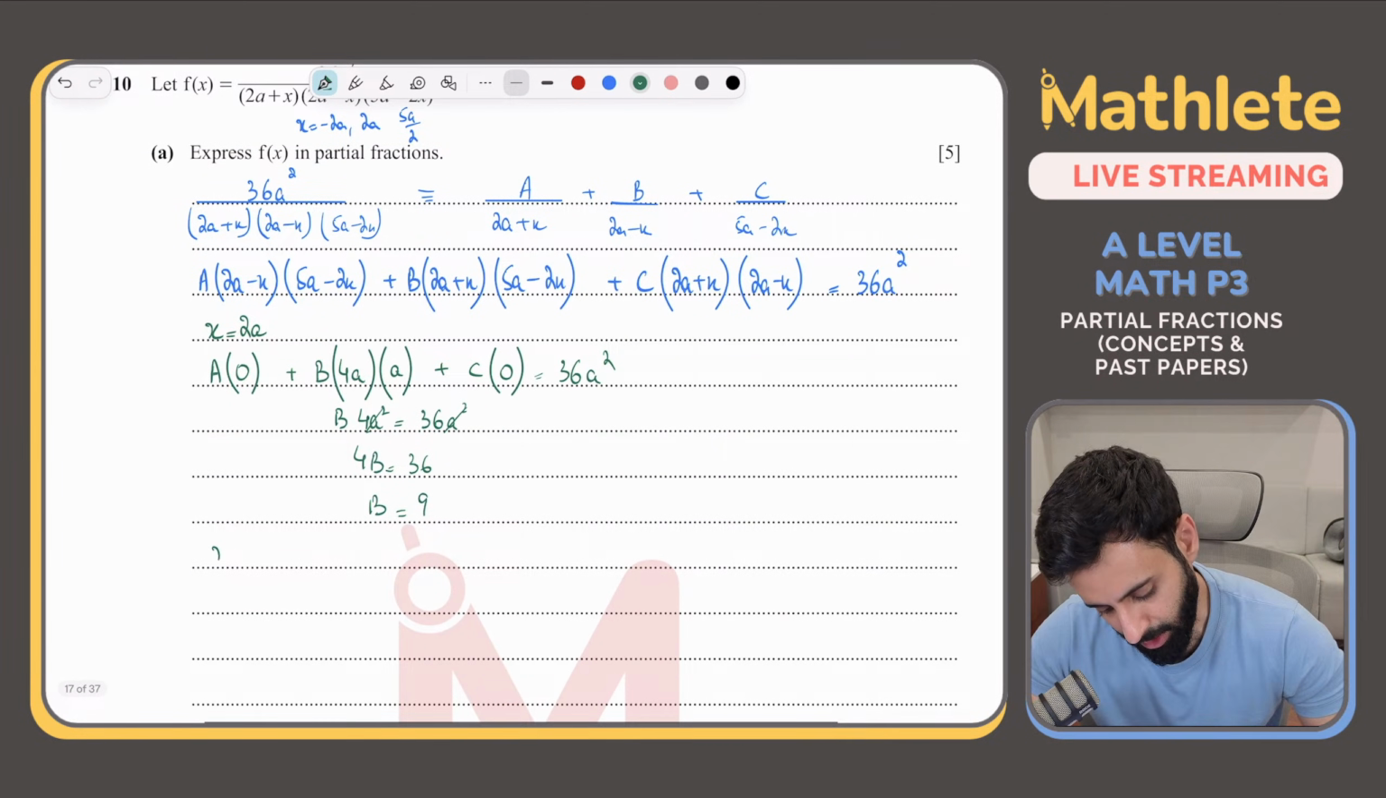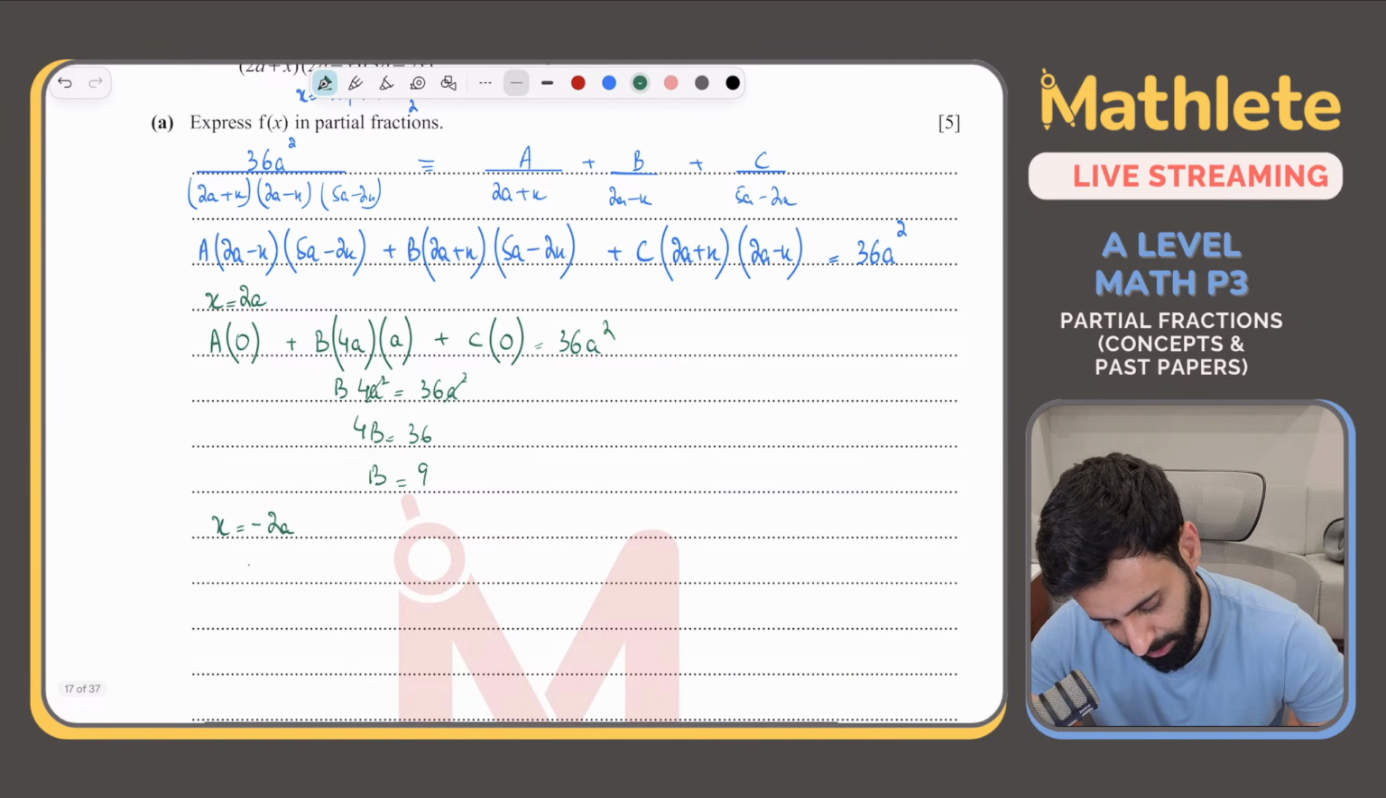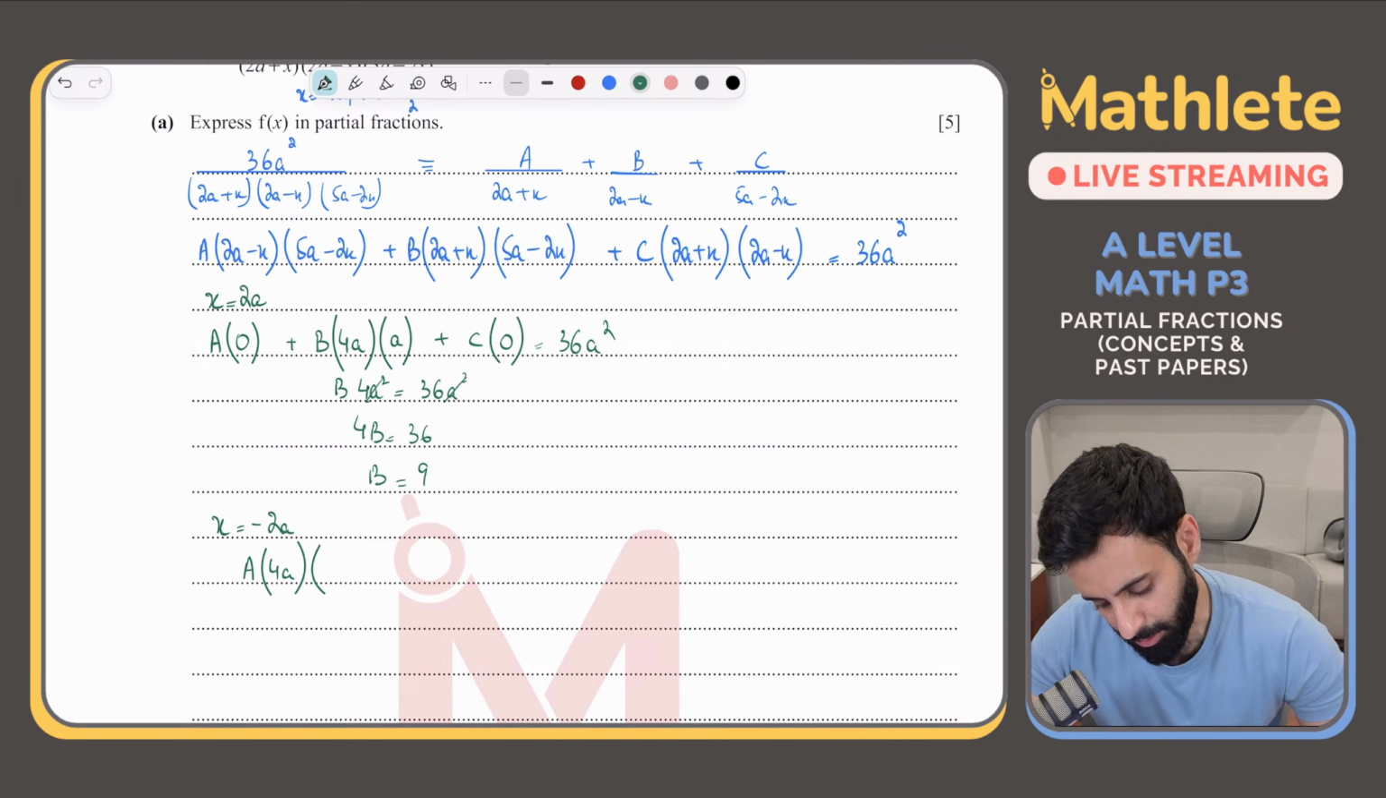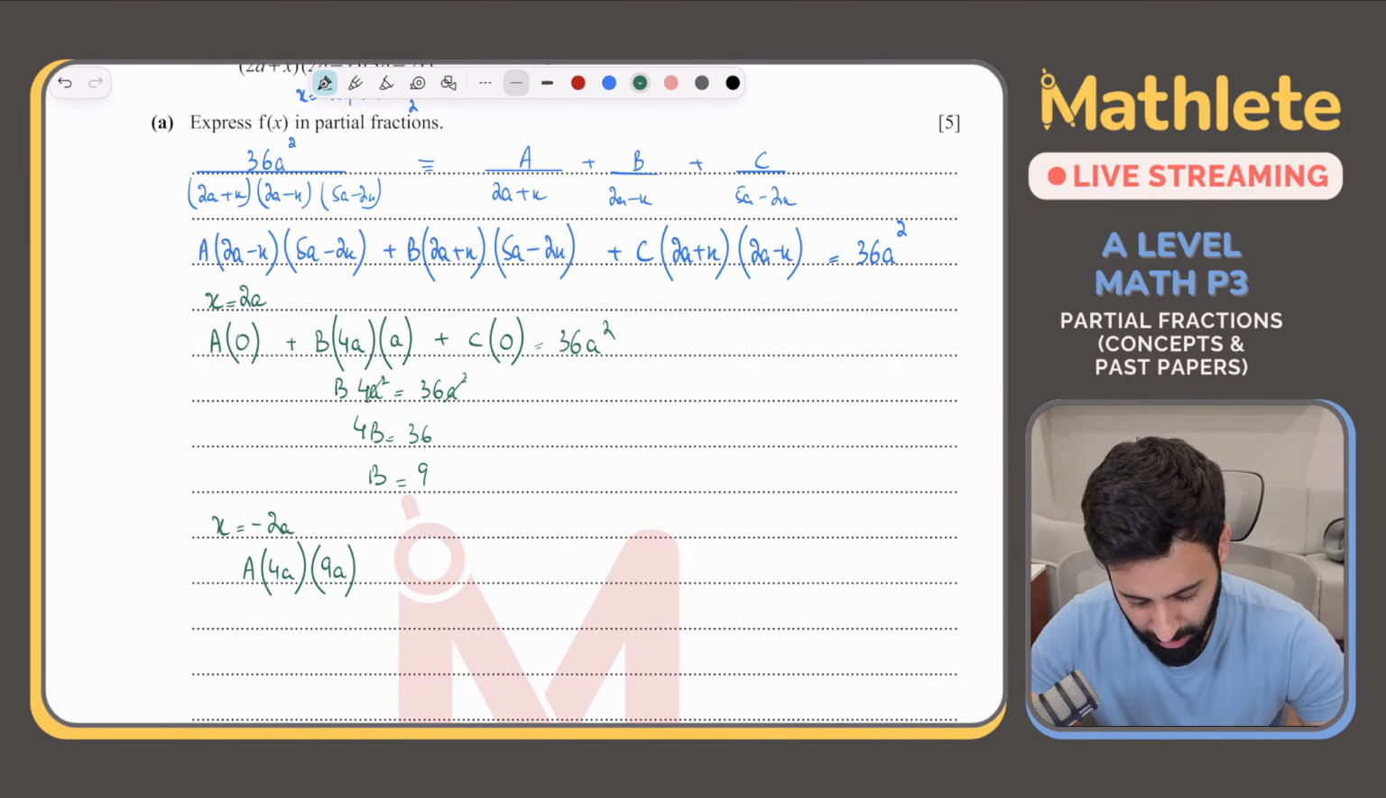Now let's substitute x equals minus 2a. A gets multiplied by 2a minus minus 2a, so that's going to give us 4a. Be very careful, one sign error and the entire question will be wrong. Minus 2 into minus 2a will make it positive 4a. 5a plus 4a will give us 9a. Let me double check, to make sure I haven't made an error. Minus 2 into minus 2a, that's positive 4a. 5a plus 4a, that's 9a. 2a minus minus 2a is 4a.